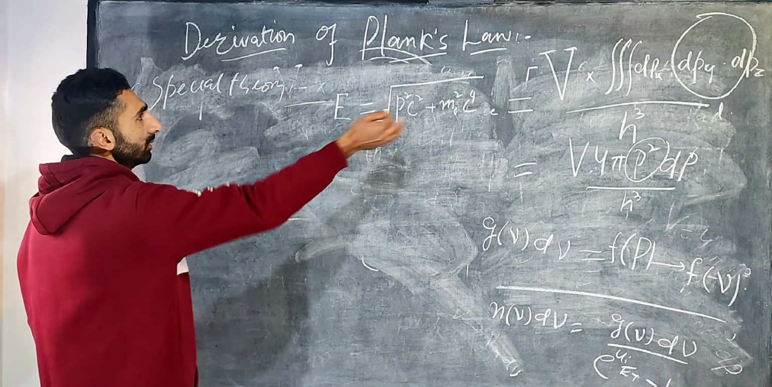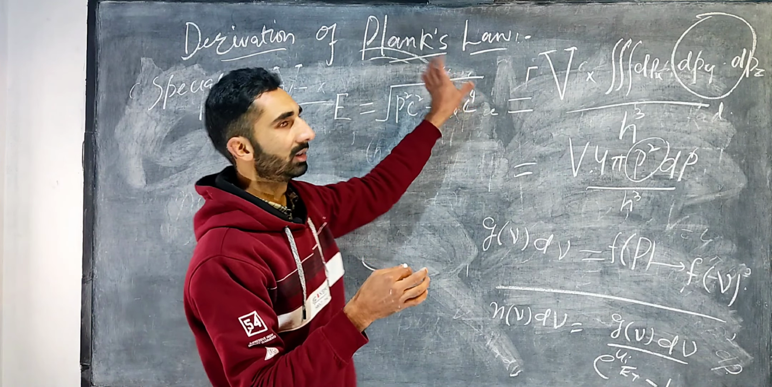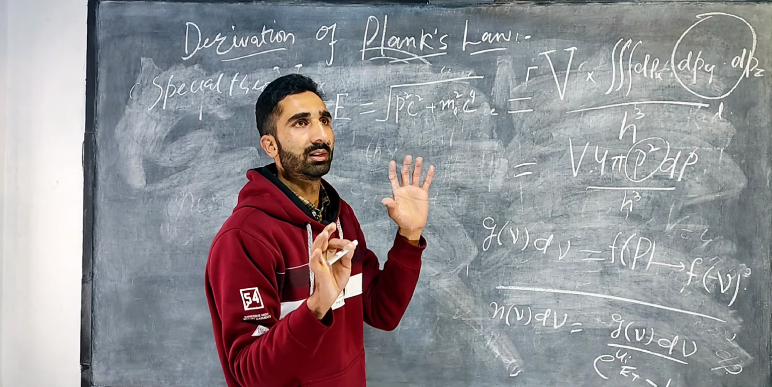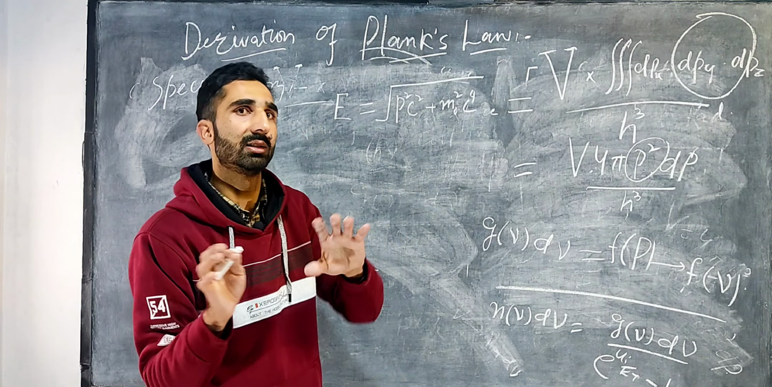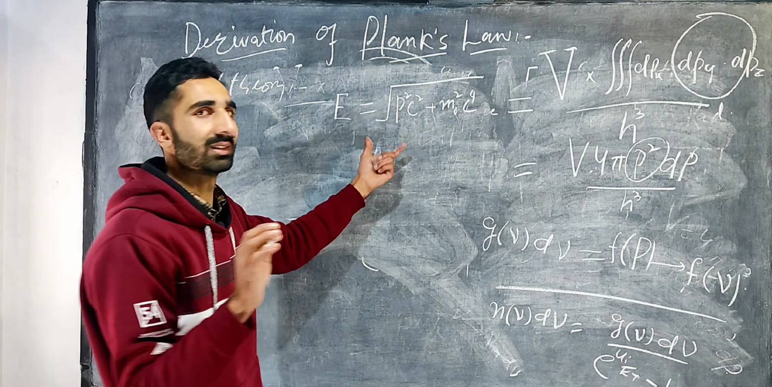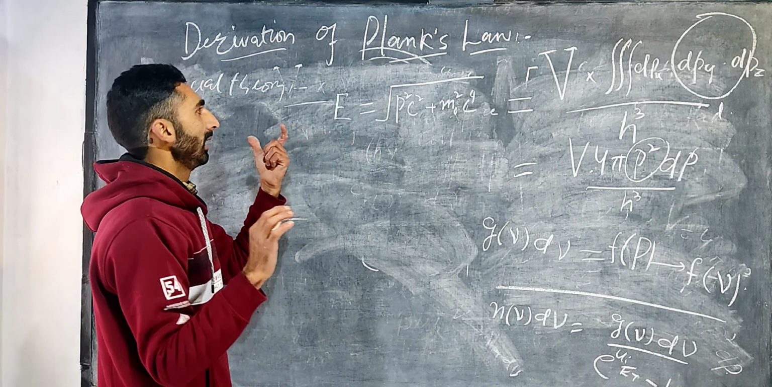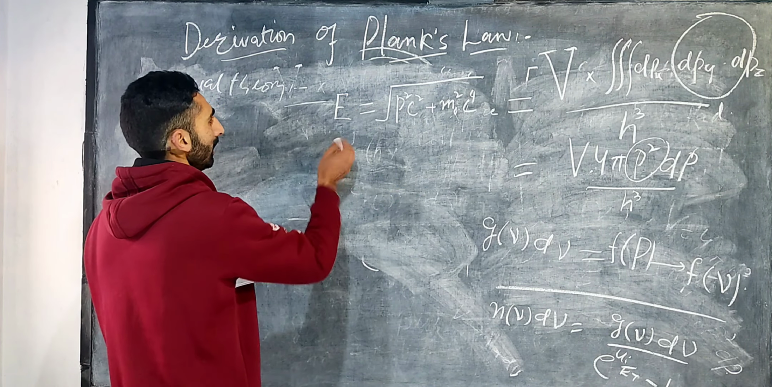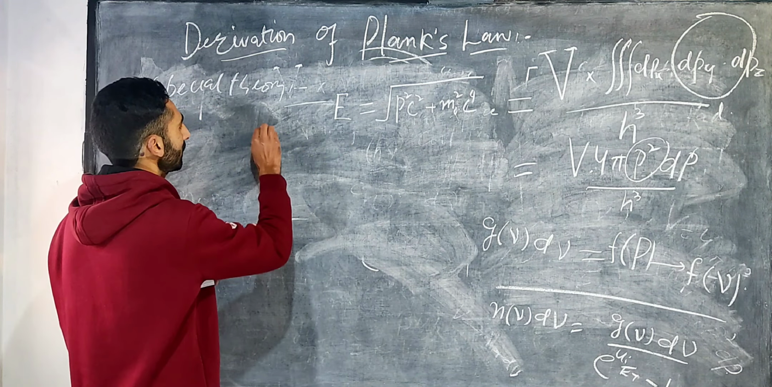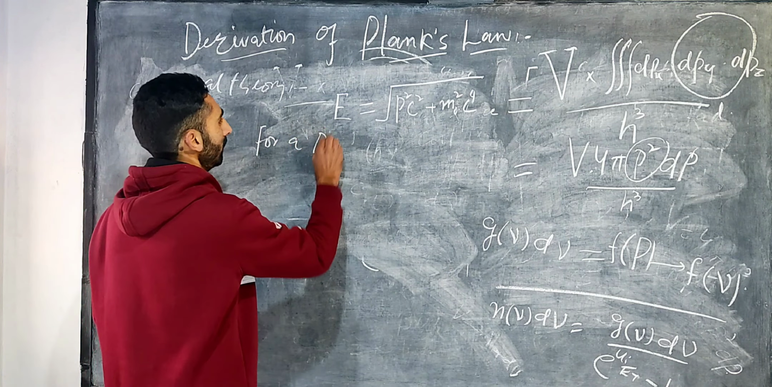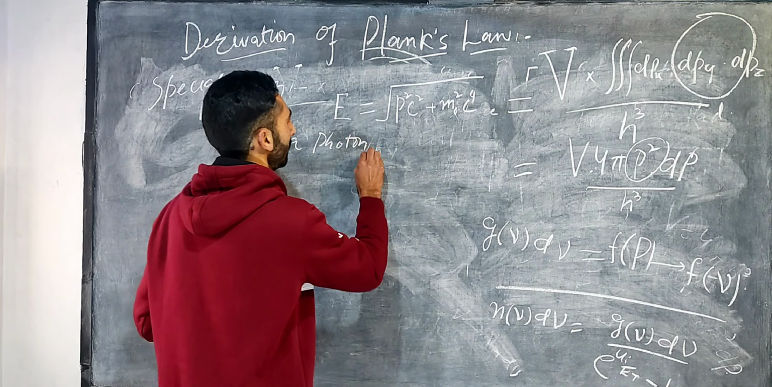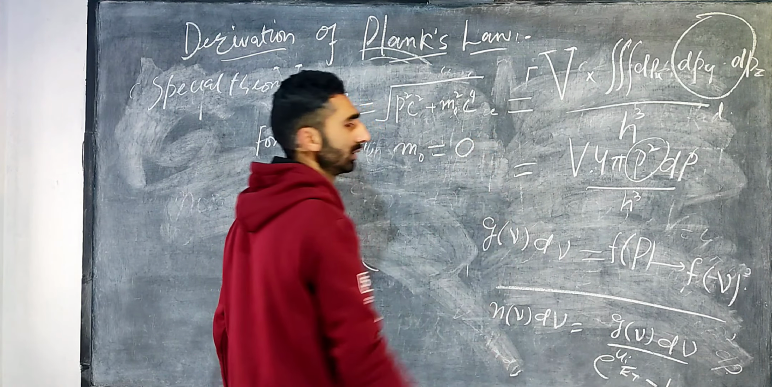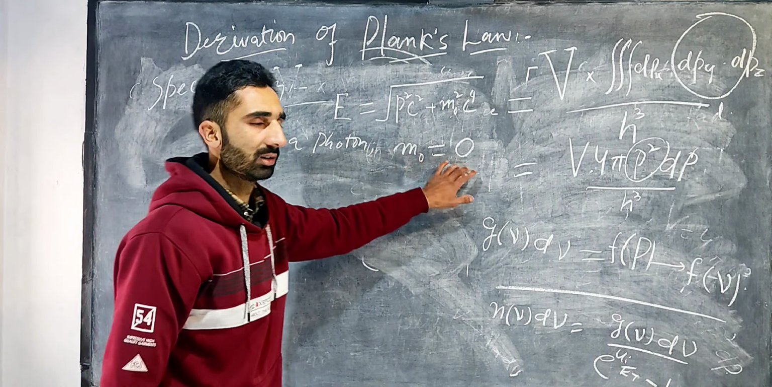And here we are studying Planck's law for a black body. So for the black body, we are actually studying the photons, the radiation emitted by the black body. So here the particle under discussion is the photon, that is the light, and we know for a photon the rest mass, m0, is equal to 0.